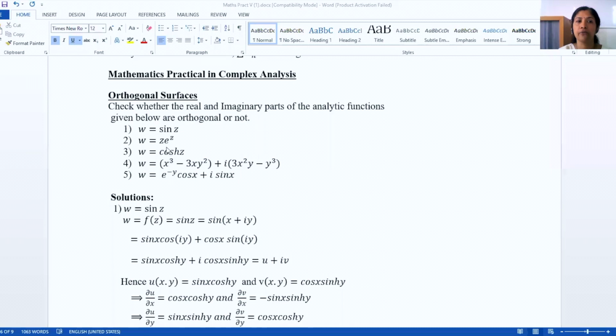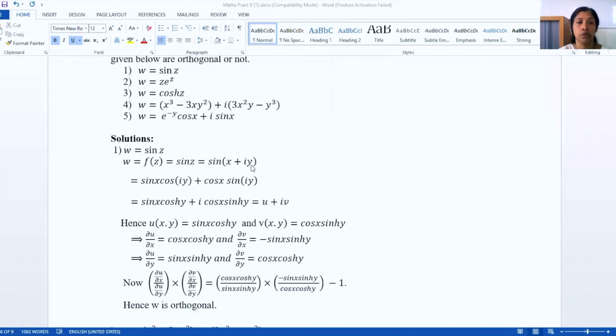So here we have 5 questions. W is equal to sin z, W is equal to z e raised to z, W is equal to cos hz, W is equal to x cube minus 3xy square plus i into 3x square y minus y cube, and W is equal to e raised to minus y into cos x plus i sin x. So before we move into the program, we will check how we check whether each analytic function's real and imaginary parts are orthogonal or not.